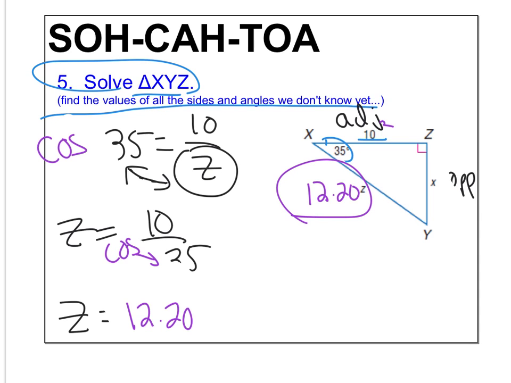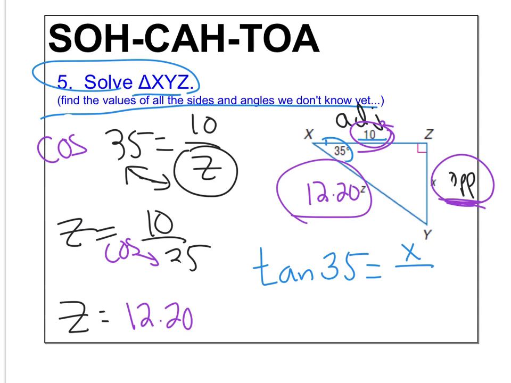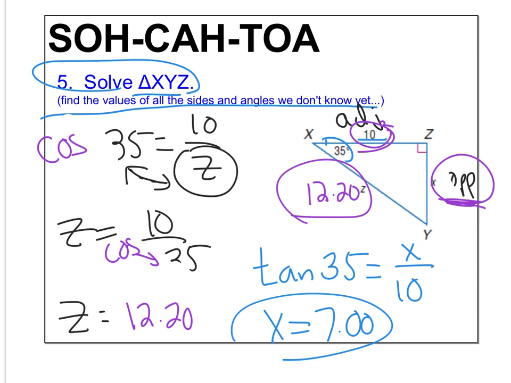So now, figuring out this side, I want to use sine or tangent because I'm trying to figure out the opposite. I want to use tangent just because I like the idea of having the adjacent there. So tan of 35 equals x over 10. Tangent 35 times 10 is going to be 7.00. So basically 7. So this is going to be 7.